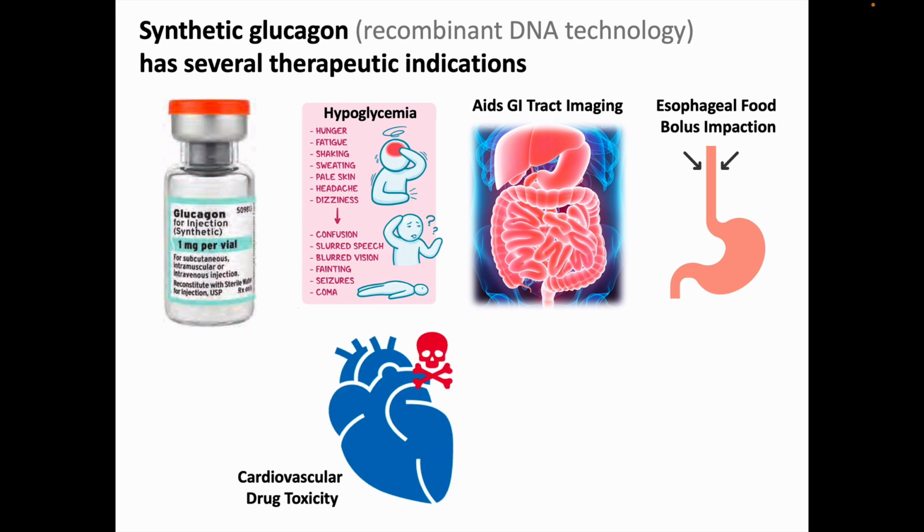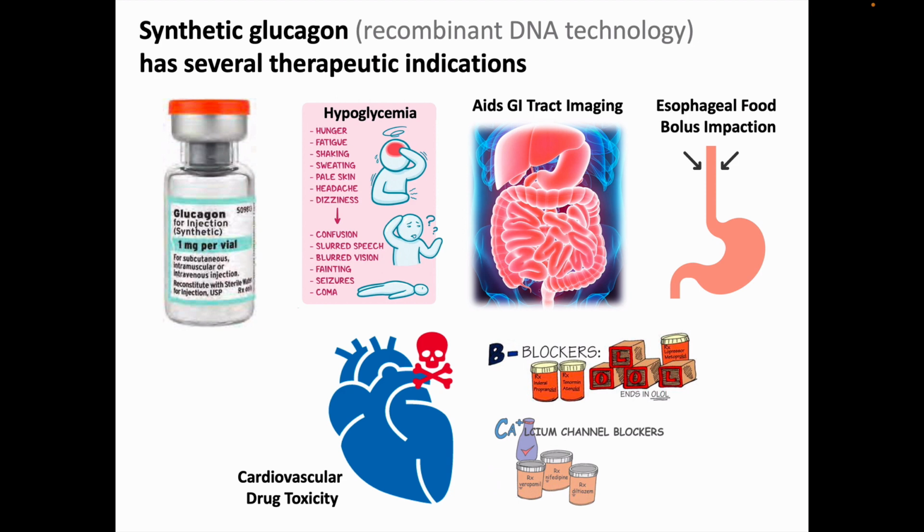But we're here mostly to talk about glucagon's other non-FDA approved but generally recognized indication in treating severe cardiovascular drug toxicity, primarily from severe beta blocker overdose, but to a lesser extent also for calcium channel blocker toxicity.